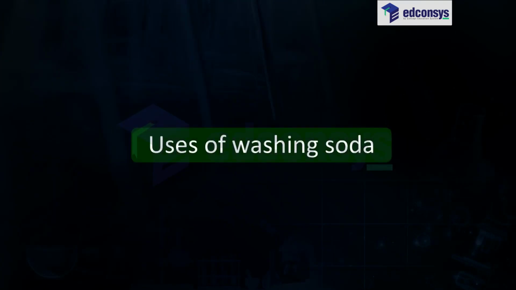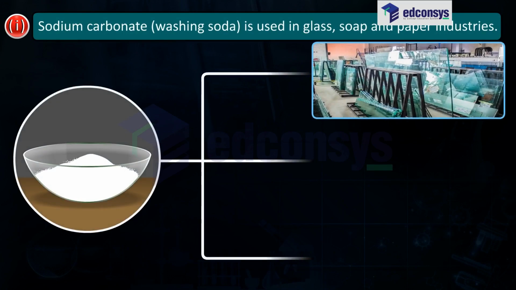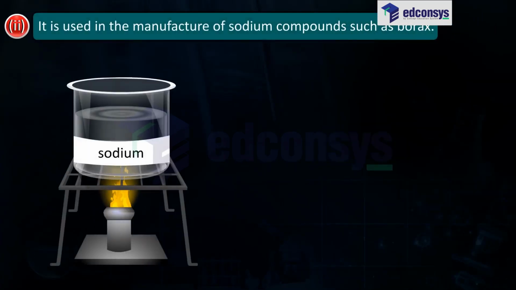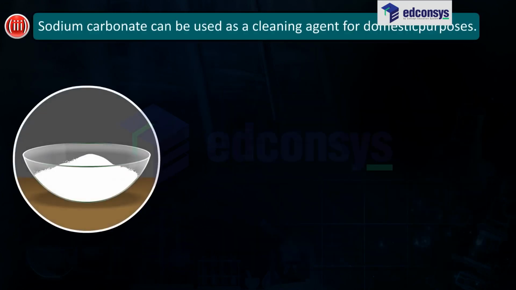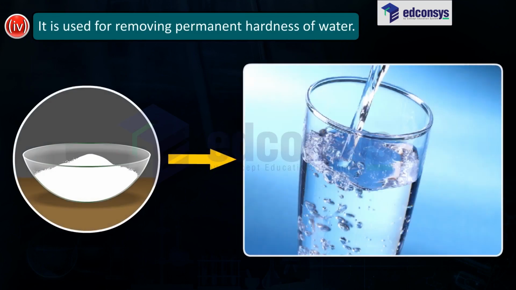Uses of washing soda. First, sodium carbonate is used in glass, soap, and paper industries. Second, it is used in the manufacture of sodium compounds such as borax. Third, sodium carbonate can be used as a cleaning agent for domestic purposes. Fourth, it is used for removing permanent hardness of water.